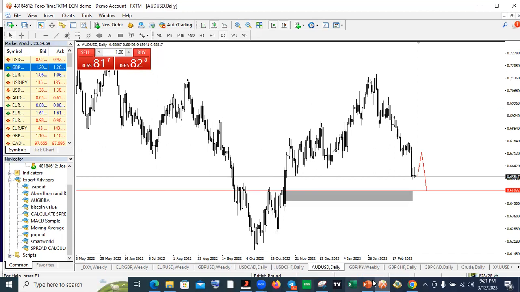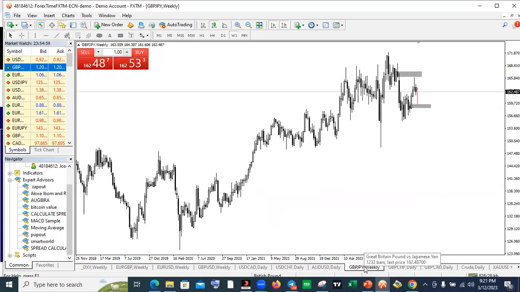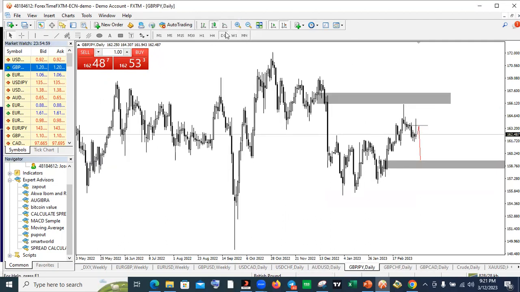So let's look at GBP JPY. On GBP JPY, if you look at what happened last week, there was an increase on the bearish side. The bears have taken over the market. So we should be expecting a sell this time. So the market will first of all go up before falling down. So look for a sell opportunity on GBP JPY.